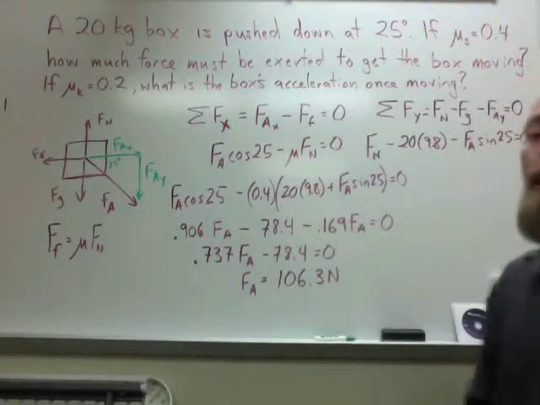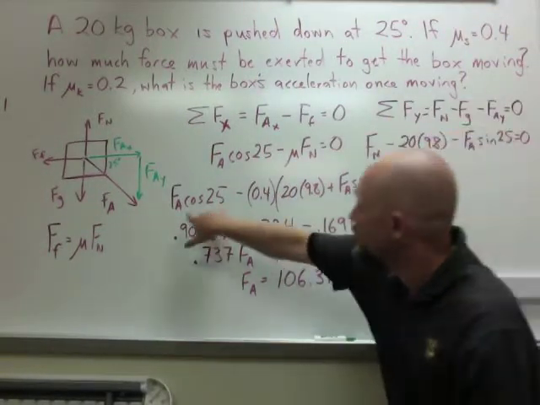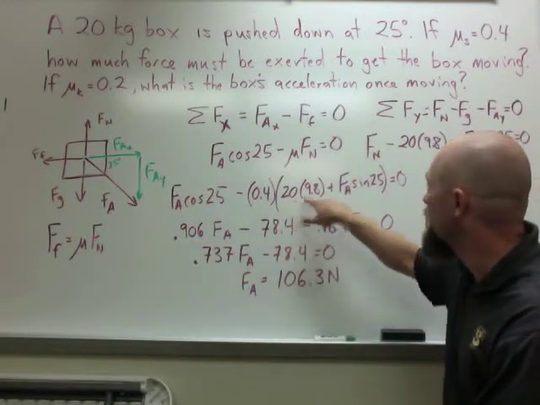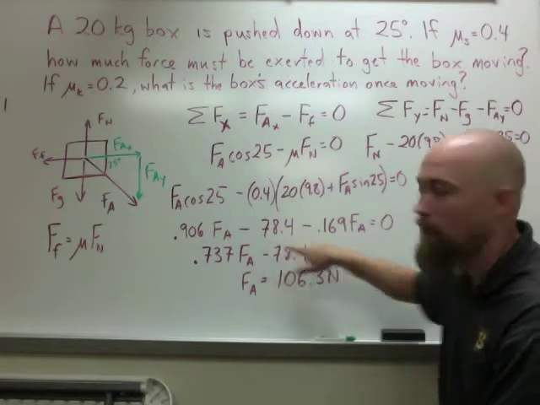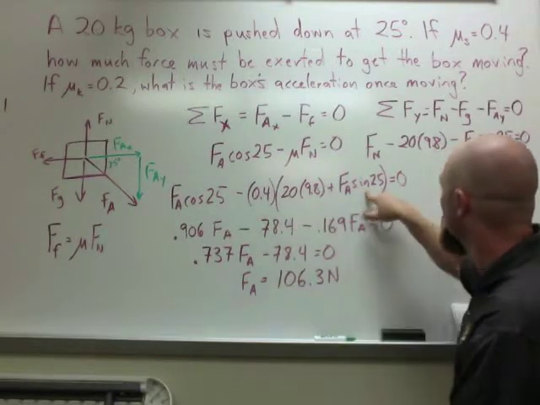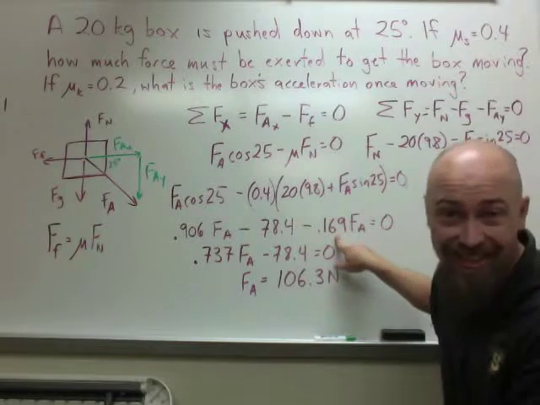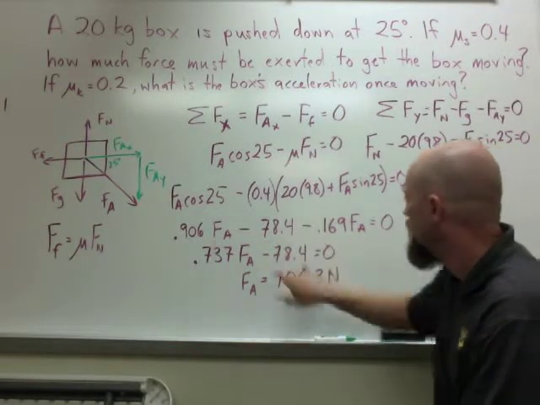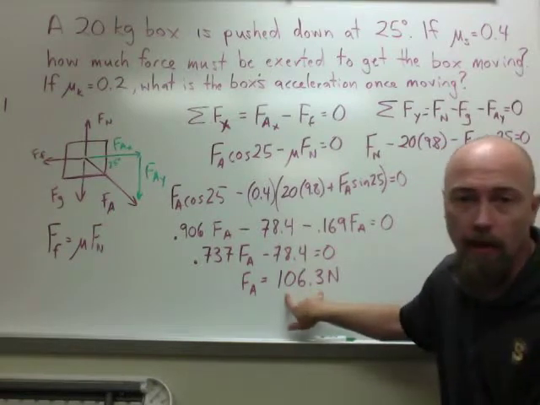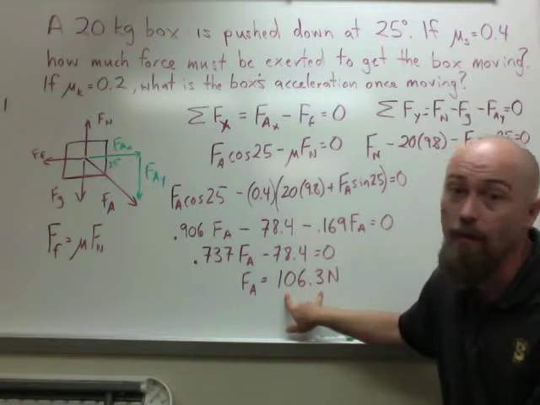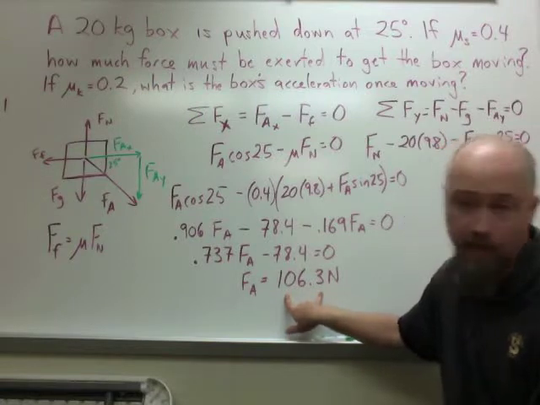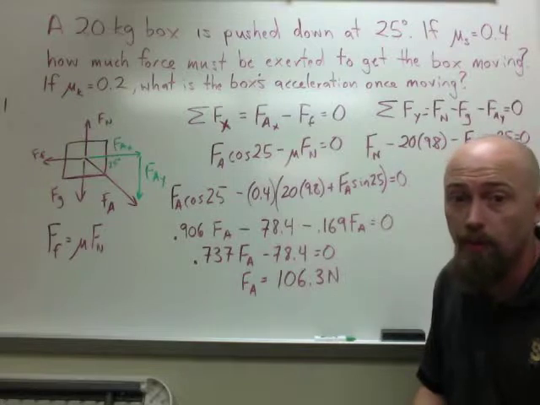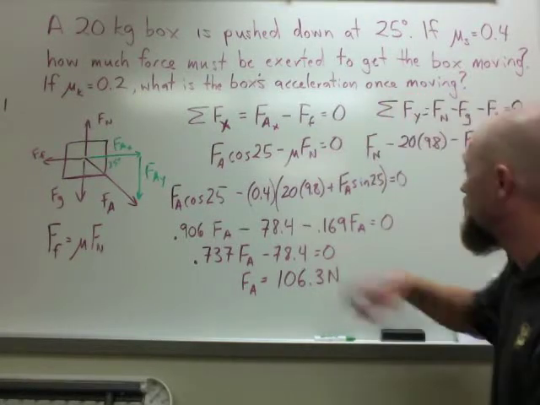All right, we're back. So I did my calculations. Cosine of 25 is 0.906. 0.4 times 20 times 9.8 is 78.4. And then 0.4 times sine of 25 is this. Hopefully you did your calculations as well and can verify this. When I get my applied force, it has to be this. Remember, my applied force has to be bigger than that, so the answer to the first part of the question is bigger than 106.3.